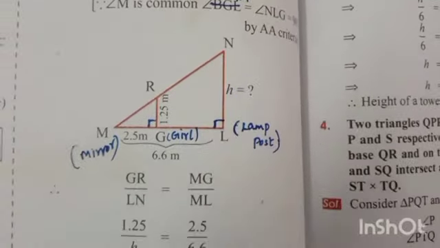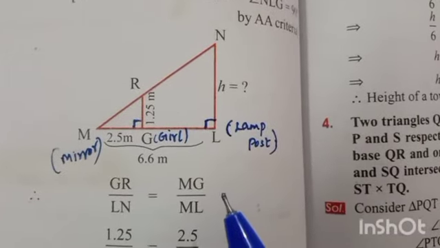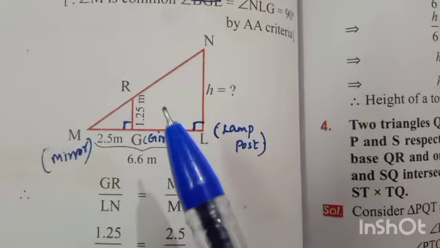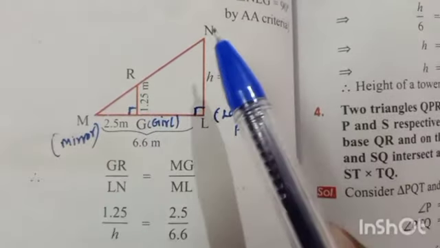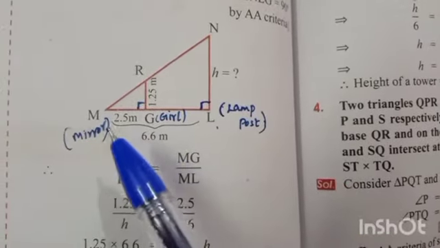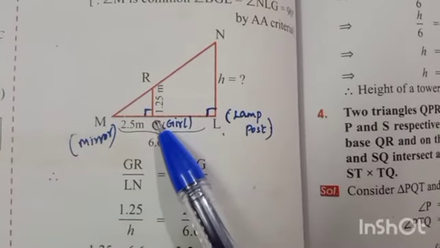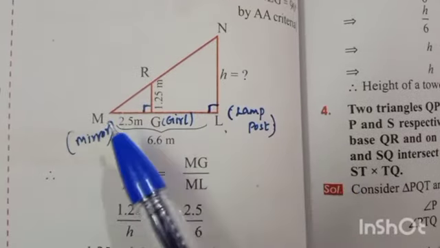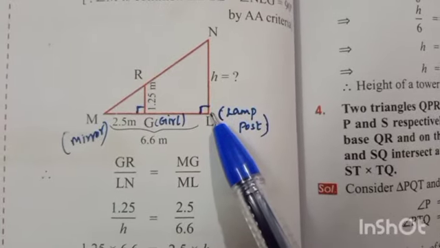For similar triangles, what is the rule? Their corresponding sides are in proportion. Corresponding sides, so what are the values given? We have to consider their corresponding sides. GR by LN is equal to MG by ML: small triangle side by big triangle side, then the other small triangle side by big triangle side. Okay, students?